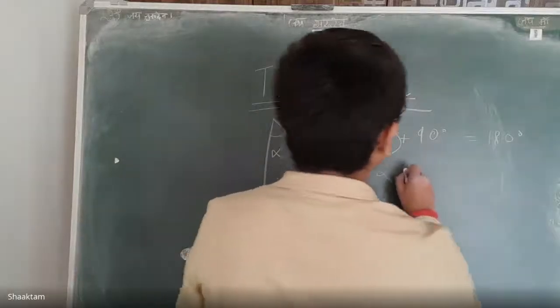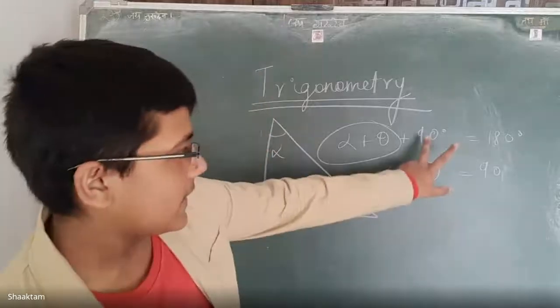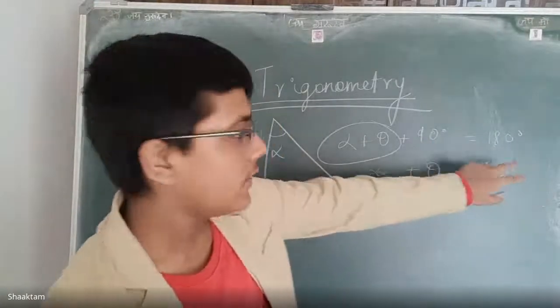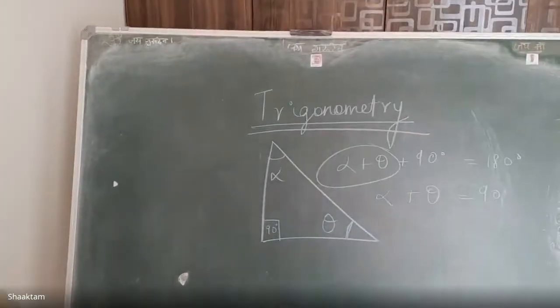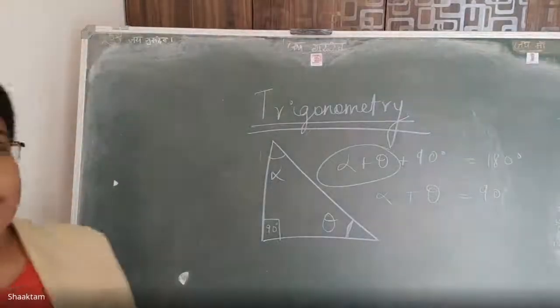Fine. All of you broke my rule, but see, correct. Alpha plus theta is 90 degrees. See, we are bringing 90 to the other side. Or simply, what we are doing is reducing 90 from each side. So, we'll get alpha plus theta is 180 minus 90. That will get us alpha plus theta is equal to 90 degrees.